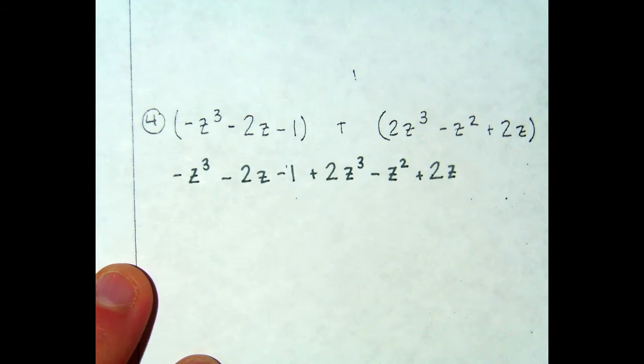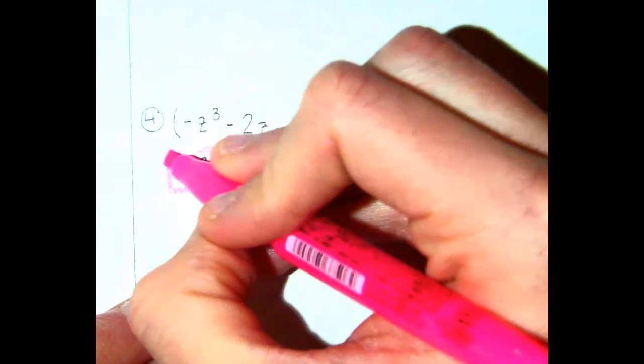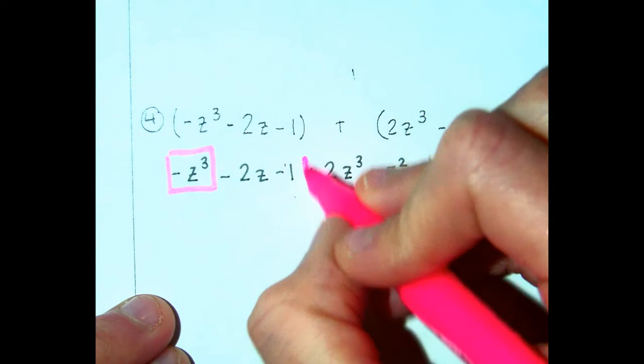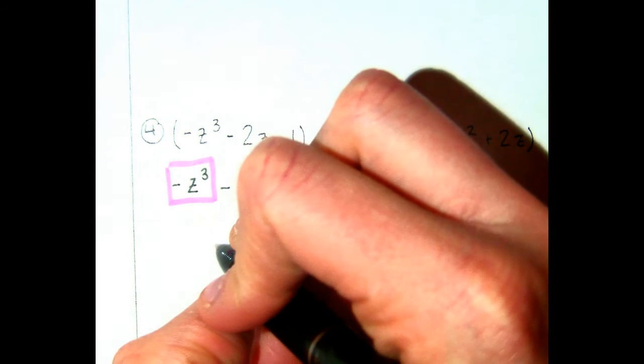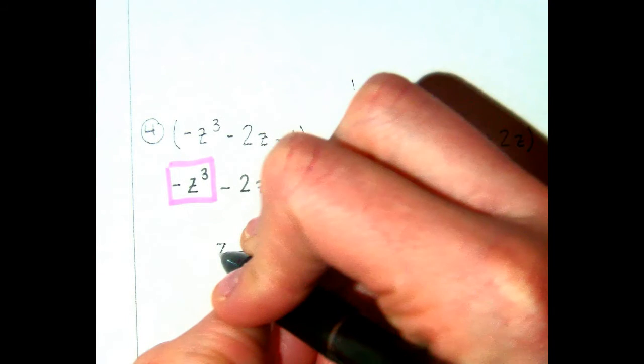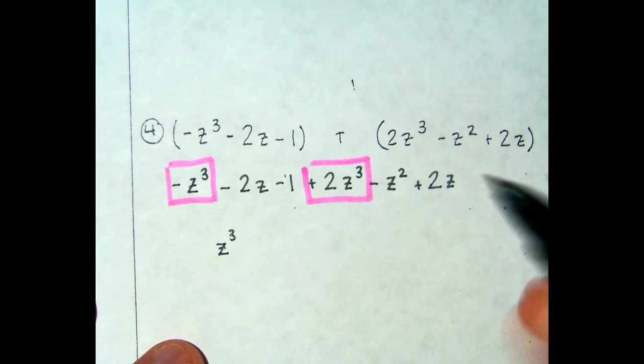Okay. Do we have any other like terms? Negative z to the third. Does it have a common or a like term? Negative x. Okay. And what is negative z to the third plus 2z to the third? Remember, it's got a 1 here. What is negative 1x plus 3x? 1z to the third. Do we have to put a 1? No. Okay.